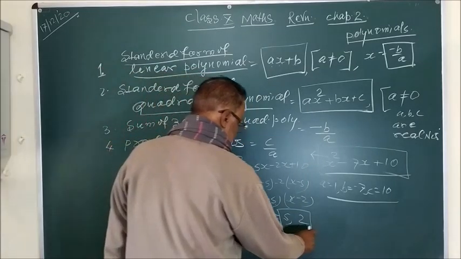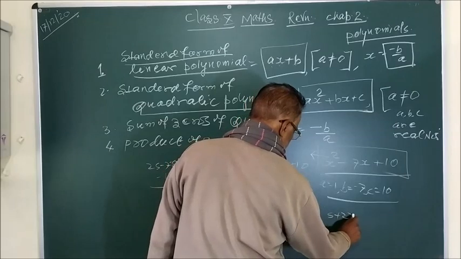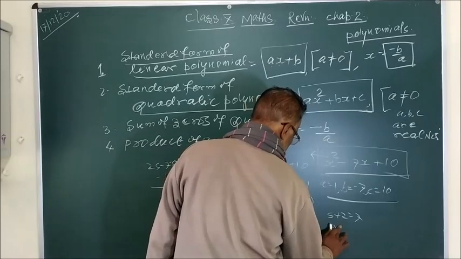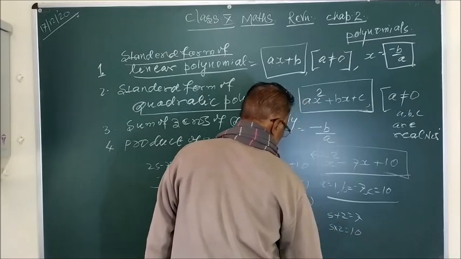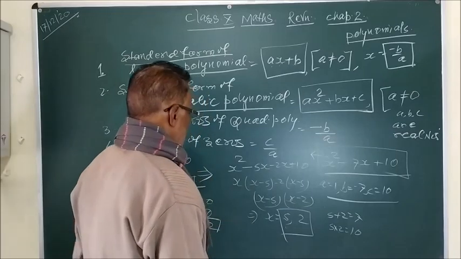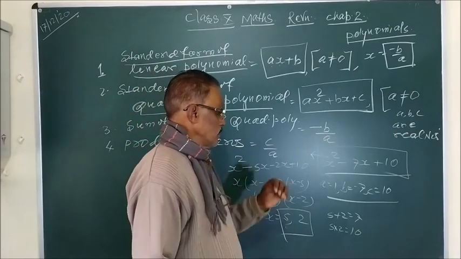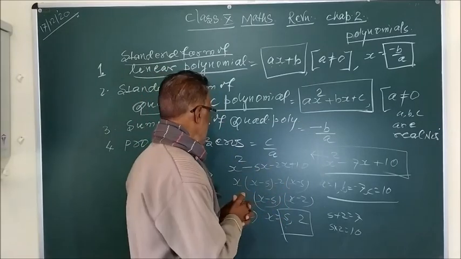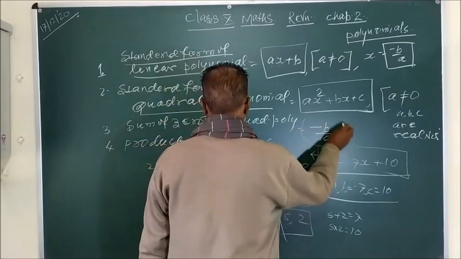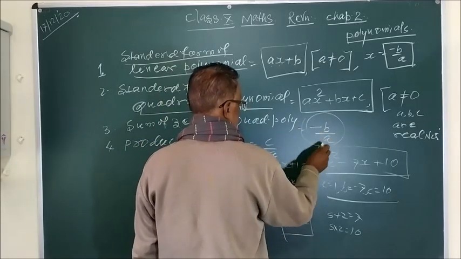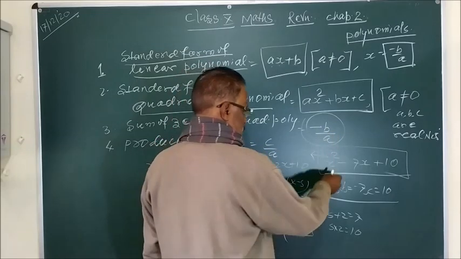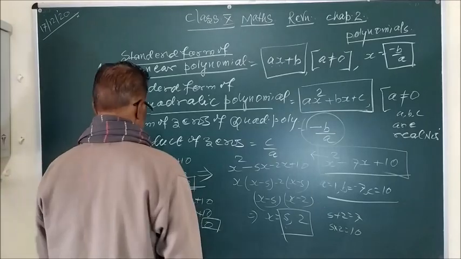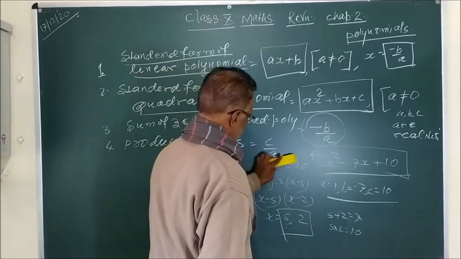Now if you find the sum of the zeros, you will get 5 plus 2, 7. And you find the product of zeros, 5 into 2, 10. But if the quadratic polynomial is given, and without finding the zeros, how will you find them? These are the formulas. The sum of the zeros is minus b by a. So without finding the zeros, how can you find the sum of the zeros? This formula has been asked.